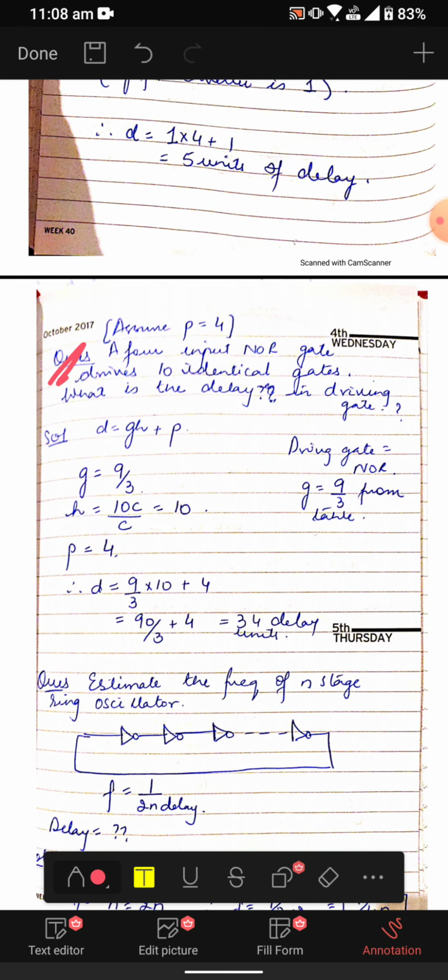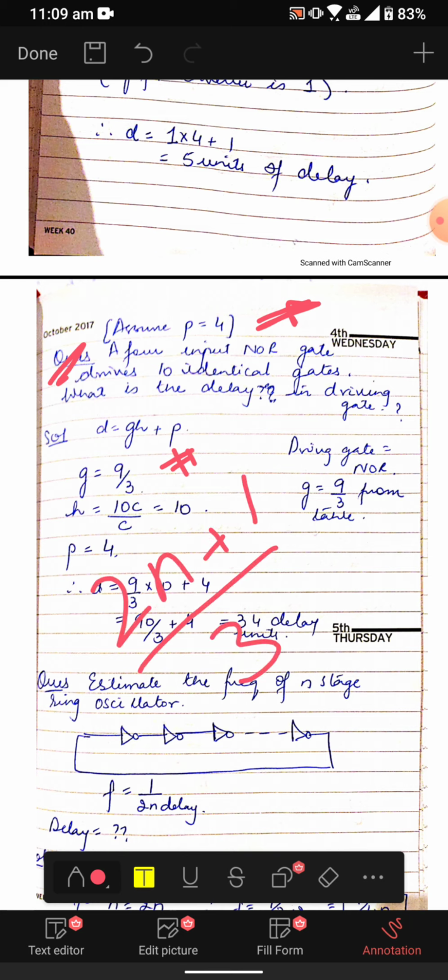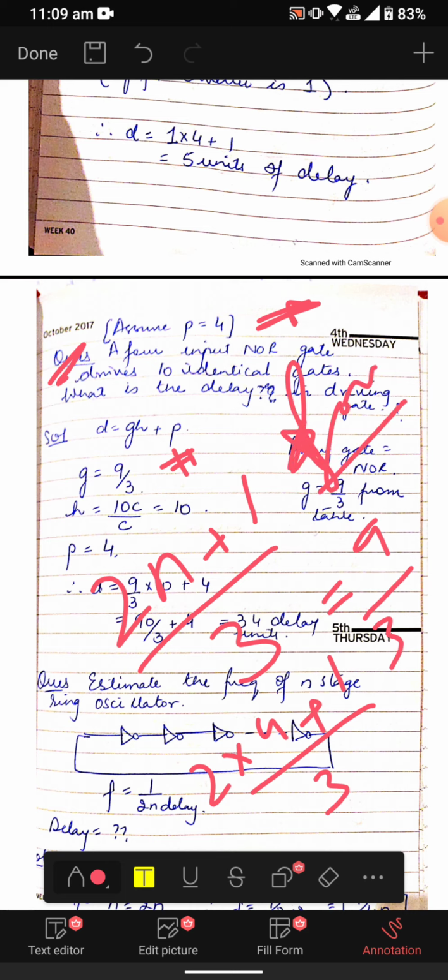Then this is another question. A 4 input NOR gate drives 10 identical gates. What is the delay in driving gate? So in the NOR gate that is driving, you have to calculate your delay. Similarly, just like we did above, you will follow the same procedure. P is assumed for you, it is equal to 4 for the NOR gate. So G is equal to 9 by 3. You can look it up from the table, or you can follow the formula (2n plus 1) by 3. How many inputs n are there? 4, so 2 into 4 plus 1 by 3 is equal to 9 by 3. You can do it simply with the formula or you can also consult the table.